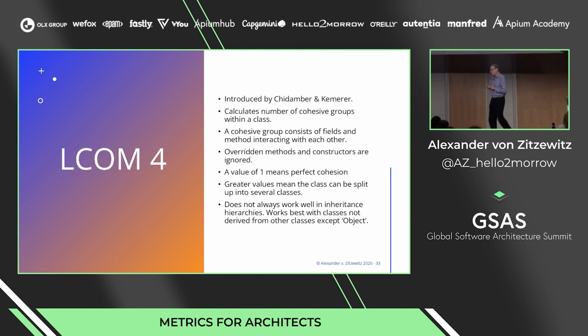As soon as we come into inheritance structures, it has special rules for inherited methods and classes. So it works best for classes that are just directly derived from object. As soon as you have deep hierarchies, it becomes a little less meaningful than before. But it's a good indicator to have a quick look if a class is designed well.